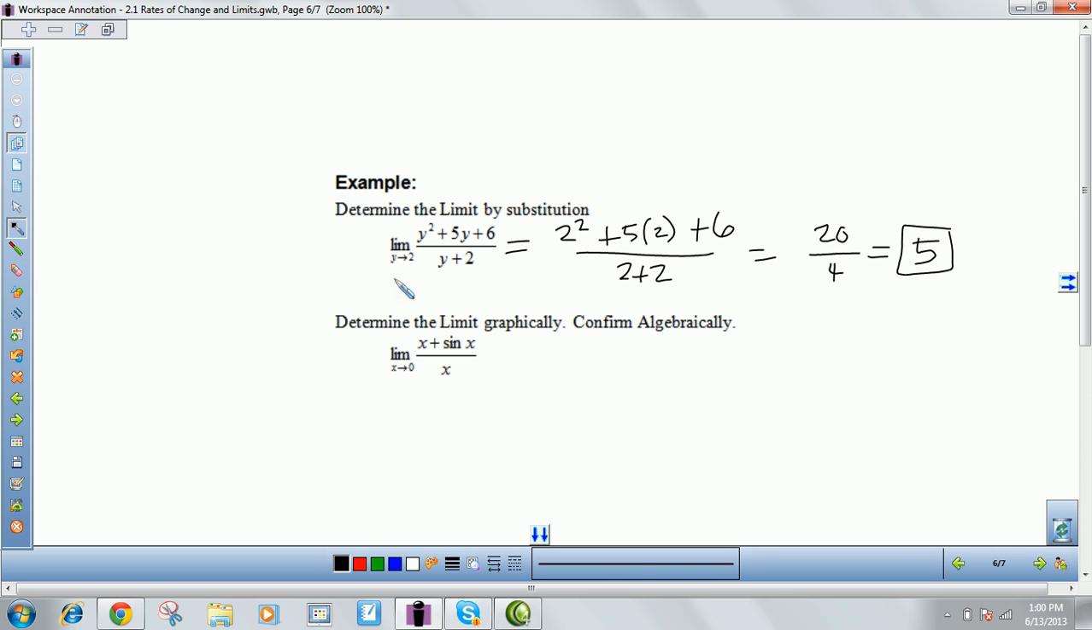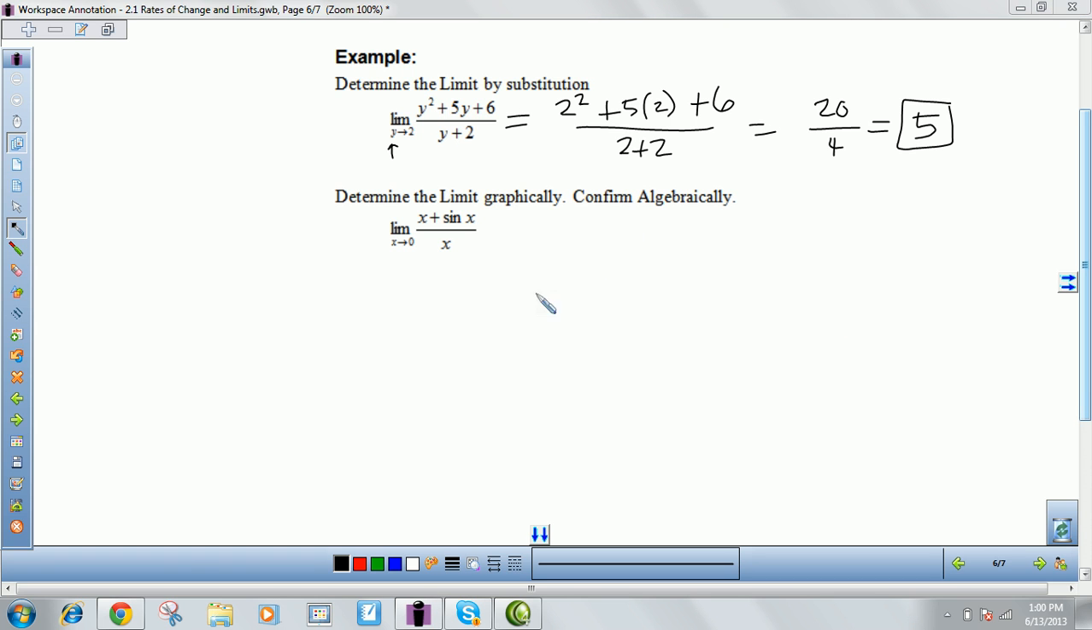So as your y value approaches 2, or you can look at this as x, this variable doesn't necessarily matter. 9 out of 10 times it's going to be an x. It's 1 out of 10 times when it really doesn't matter what that variable is, especially when you're not looking at it graphically, you're just looking at it algebraically. This one, however, we have to determine graphically and then confirm algebraically. I'm going to switch these around. We're going to do this algebraically, then confirm graphically.